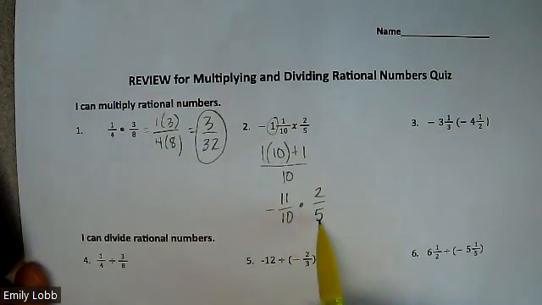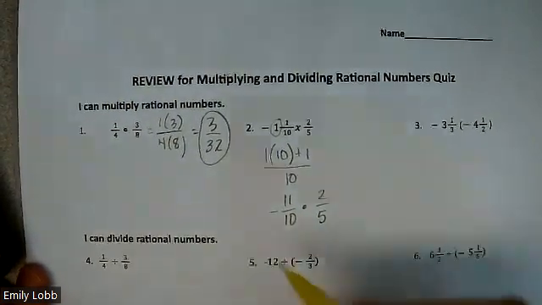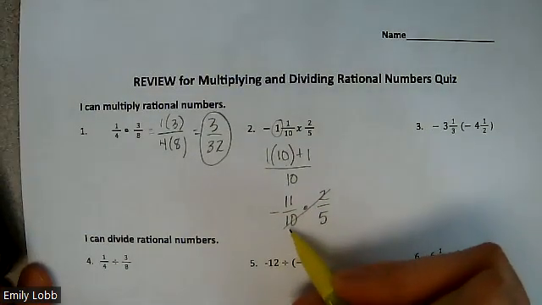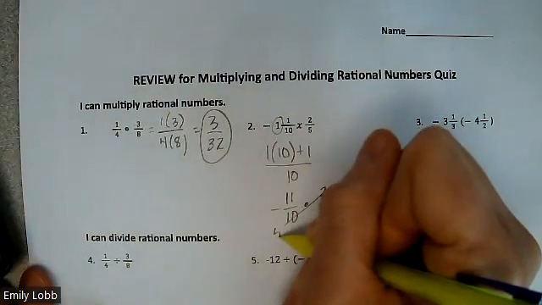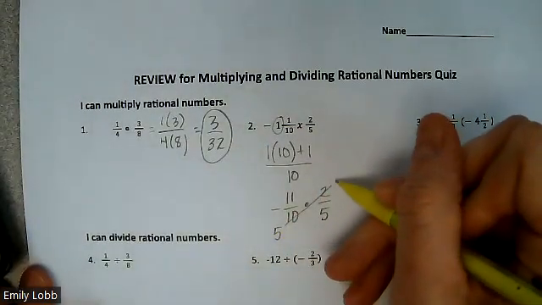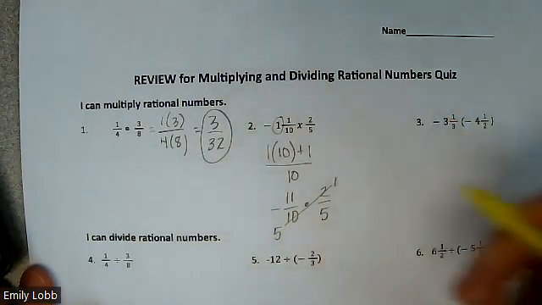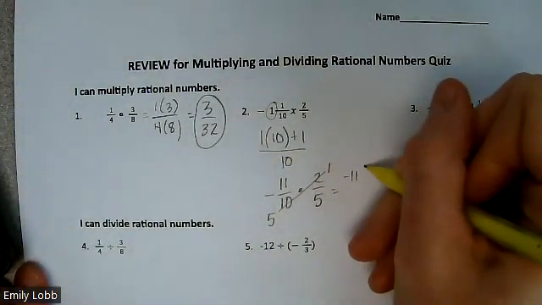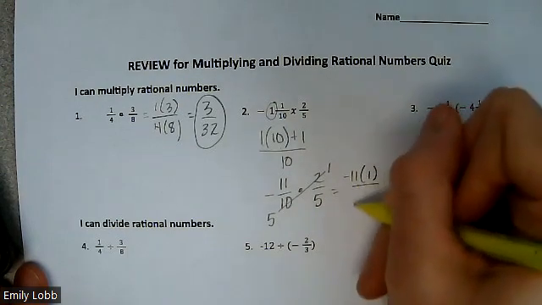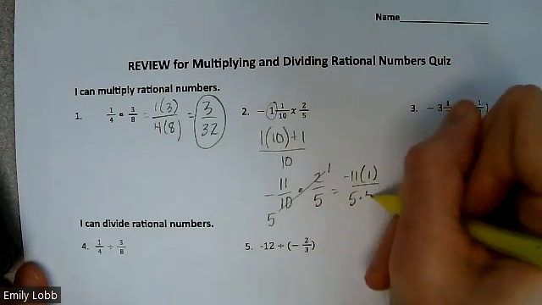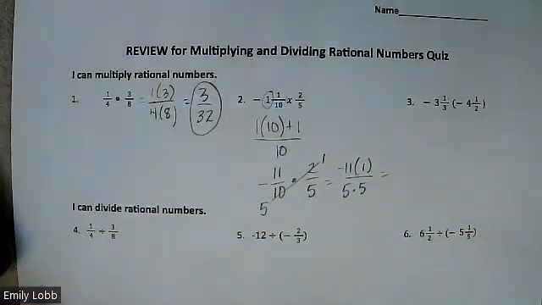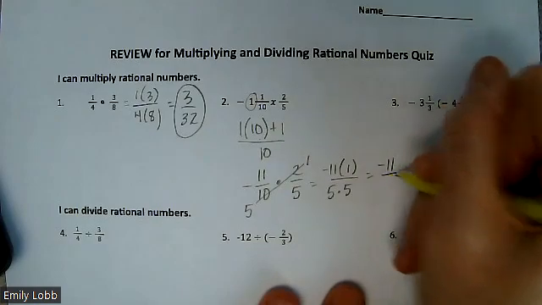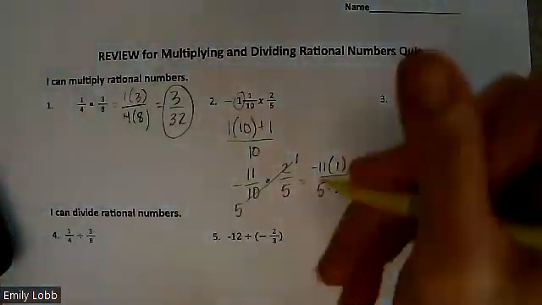Well, 5 and 11 don't have anything in common, but what do 2 and 10 have in common? 2. 10 divided by 2 is 5, and 2 divided by 2 is 1. Now I can multiply across. Now I have negative 11 times 1 and 5 times 5. What's negative 11 times 1? So I have negative 11, and what's 5 times 5? 25.